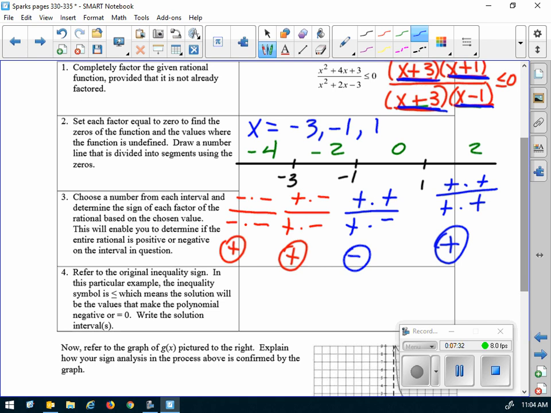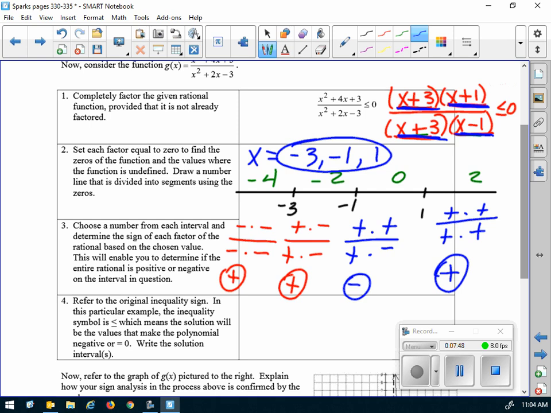Okay. Now, we also have to decide, do these numbers make my inequality true or false? Can I let x equal negative 3? Why? Because the function's undefined there. So I'm just going to go here and do this, and that's going to remind me, don't you dare use x equals negative 3.